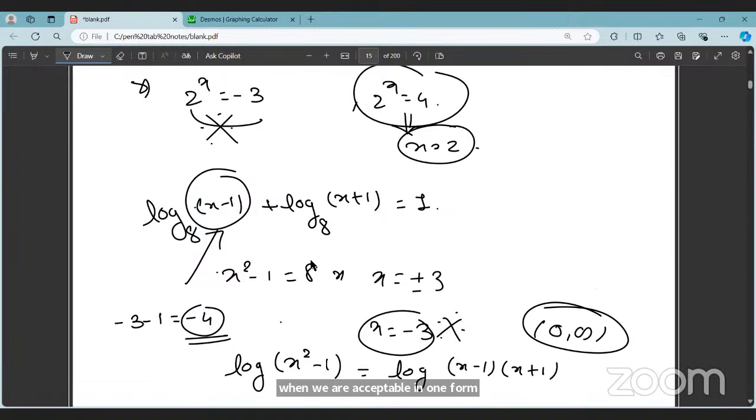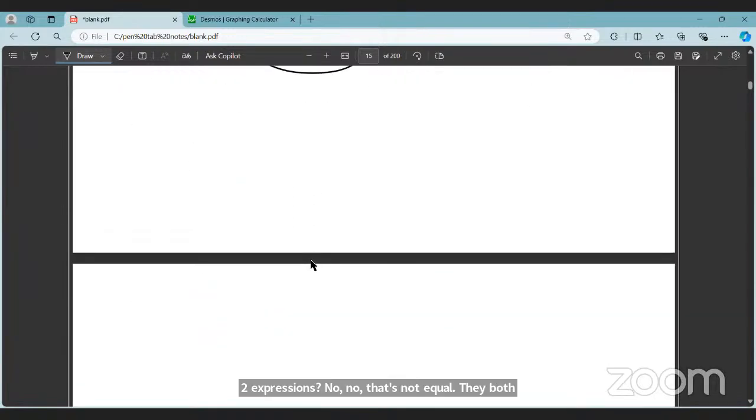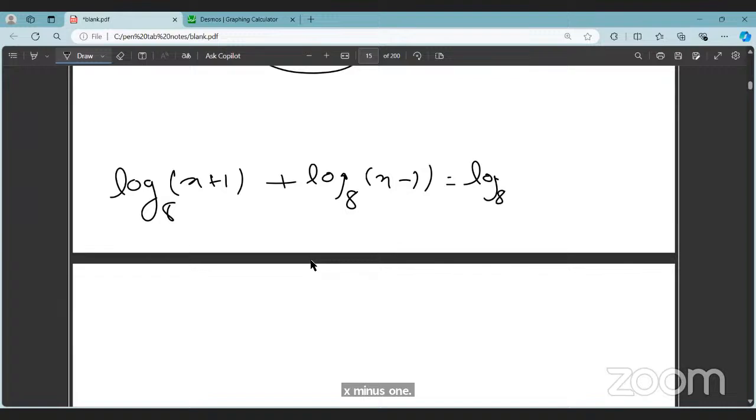See, it is not given here that this is your function. It is given here that this is your function. These two expressions are equal. I know that log base 8 of x plus 1 plus log base 8 of x minus 1 is the same as log base 8 of x square minus 1, right? These two expressions are equal.